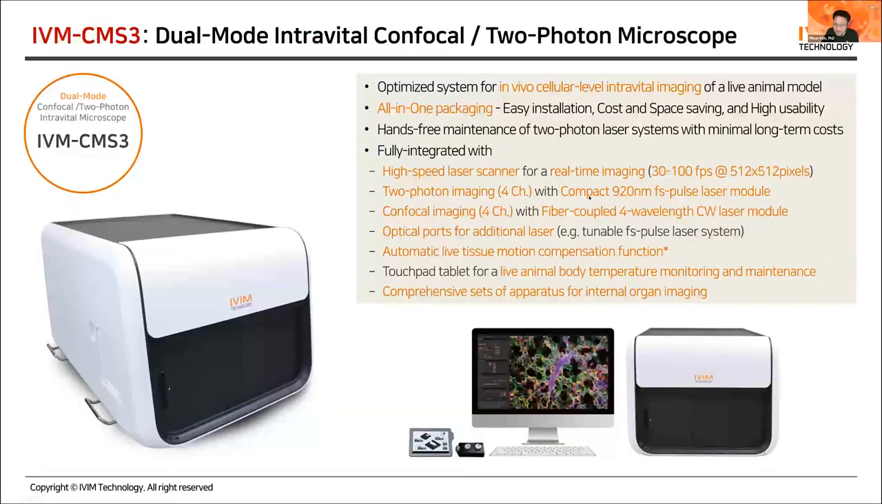And then also it's integrated with a very compact 920 nanometer femtosecond pulse laser module for two-photon imaging. Also with integrated 4 detectors for two-photon imaging. And then it can also be connected with the 5-coupled 4 wavelengths laser module for confocal imaging. And for the confocal imaging as well, we can also include 4 detectors. And then additional lasers, such as a tunable femtosecond pulse laser system, can be connected through additional optical ports. It's on the backside of this box.